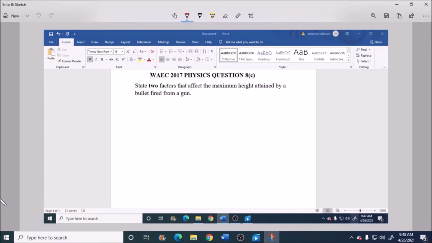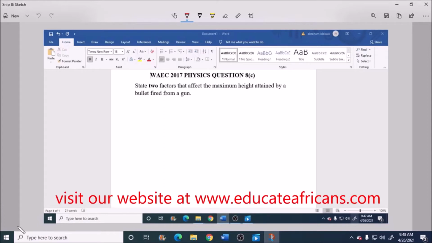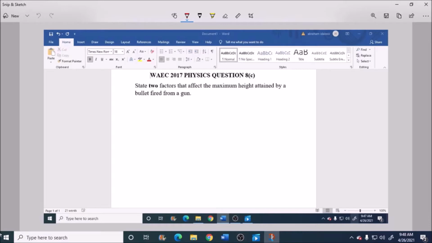Now, before we state the two factors that affect the maximum height attained by a bullet fired from a gun, it is important to define what maximum height is. Maximum height is the maximum vertical distance that is attained from the point of projection.